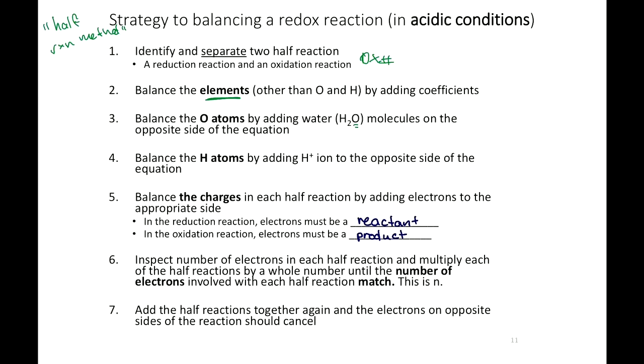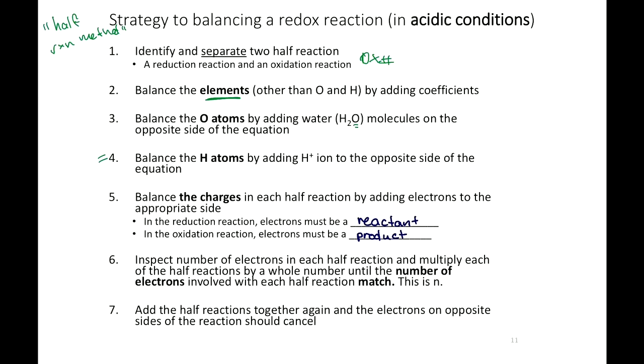Once you have balanced the elements and the oxygens, now you want to balance the hydrogens. To balance the hydrogens, you're going to add H+ to the opposite side. This is why we call it using the half reaction in acidic conditions. We're adding acid in order to balance the hydrogens. So that's why we say in acidic conditions. All right, so at this point, once you're at step 4, you should have all of your atoms and elements balanced. All of the elements, all of the oxygens, all of the hydrogens, those should be balanced.